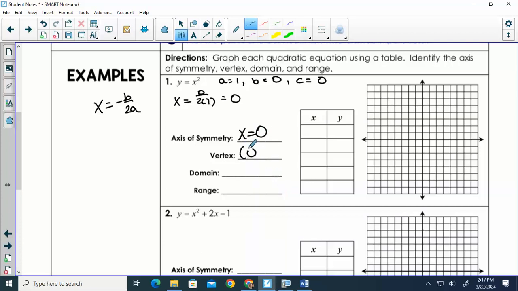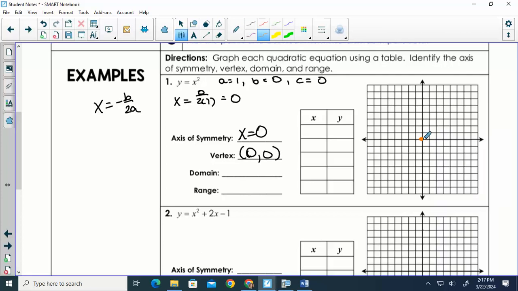The vertex is an ordered pair. X is 0. Y is 0. And if you put 0 in, 0 squared is 0. All right, let's talk about graphing that. 0, 0 is a point on my graph.